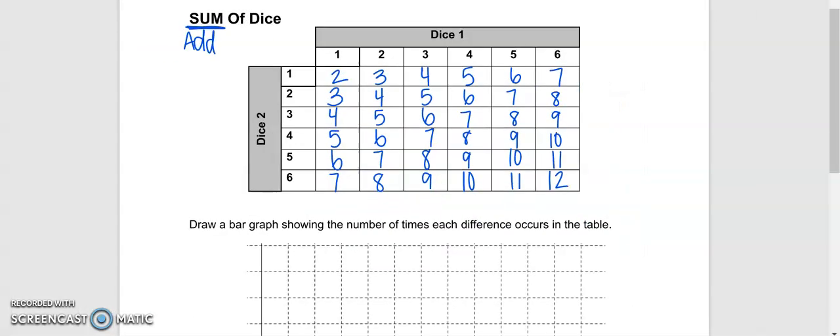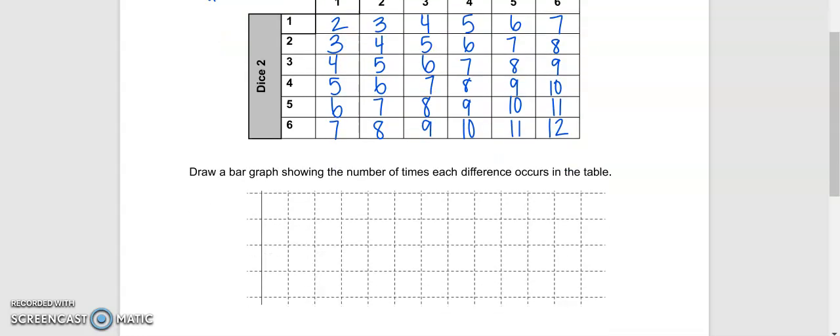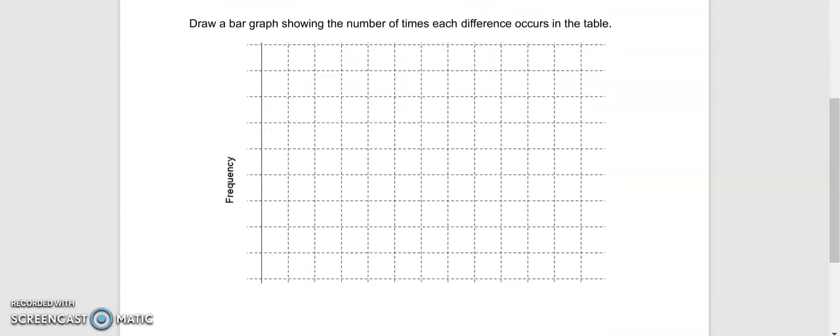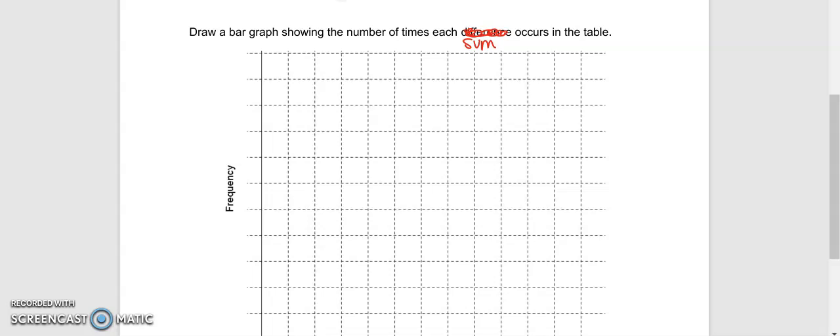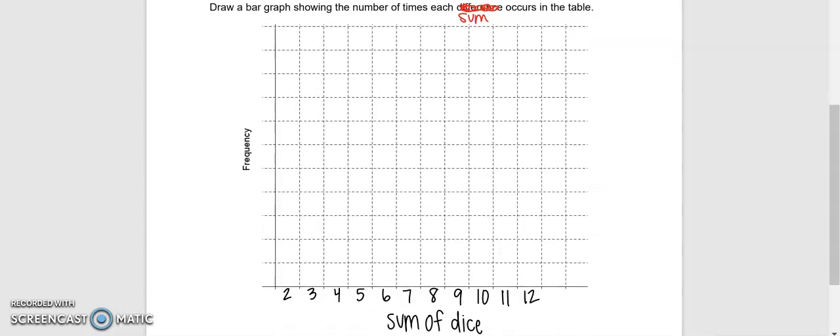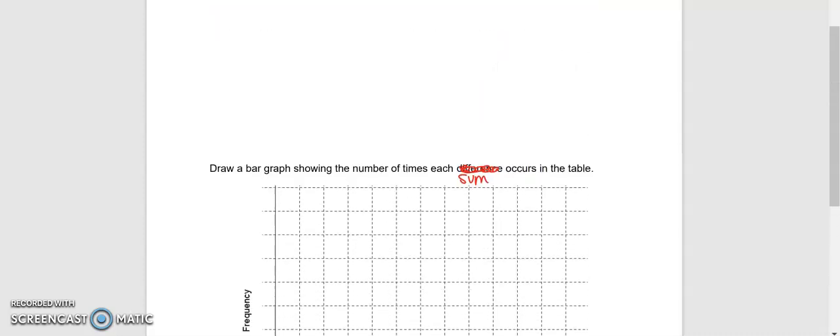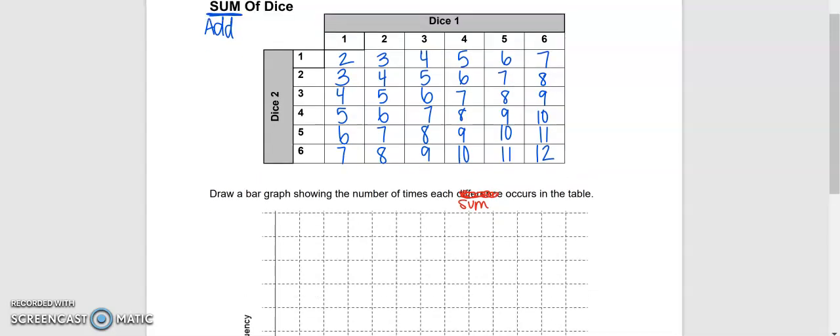So as a reminder from what you might have seen in previous years, a bar graph is going to show the number of times each of these sums, I should say sums in this video, occurs on our table. So we've got our frequency going up where the y-axis is, and then our sum of the dice going down below. You see we have each of the numbers we could have gotten all the way up to 12.